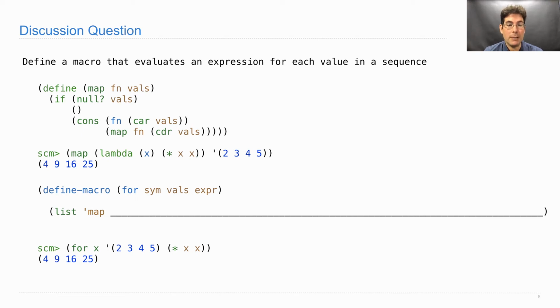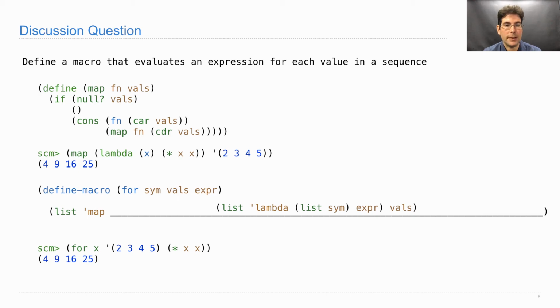What we do is build this expression. It's a list containing map. It then contains lambda x and then that expression. And finally, it contains the values. Spend a moment and see if you can write out the general macro definition of for that allows us to transform these 3 expressions into this one long map expression. I'll show you the answer in 3, 2, 1.